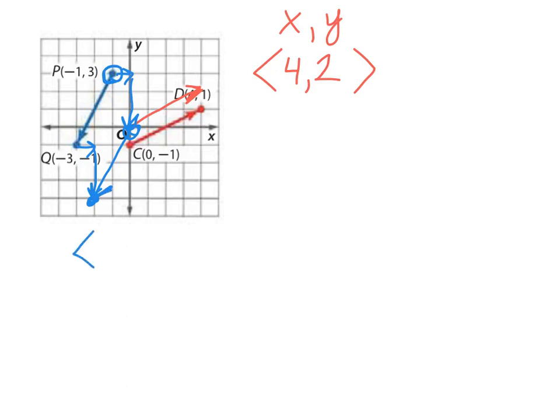And now I'm going to write down the component form of the vector. It's going to be -2, -4. That's the component form of the blue vector.